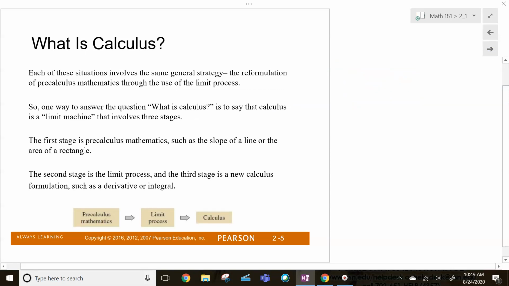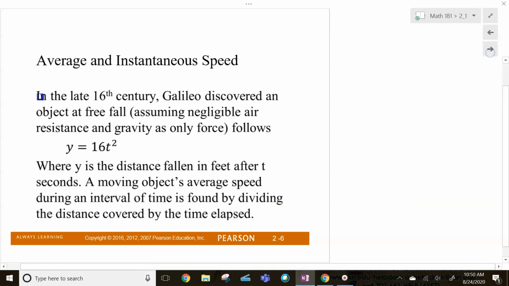So with calculus, we're going to start out talking about some limits, especially in the next couple sections here. And there's a limiting process. We use our pre-calculus mathematics that we have, and we use a limiting process to get us to the dynamic calculus. Okay, let me give you an example.